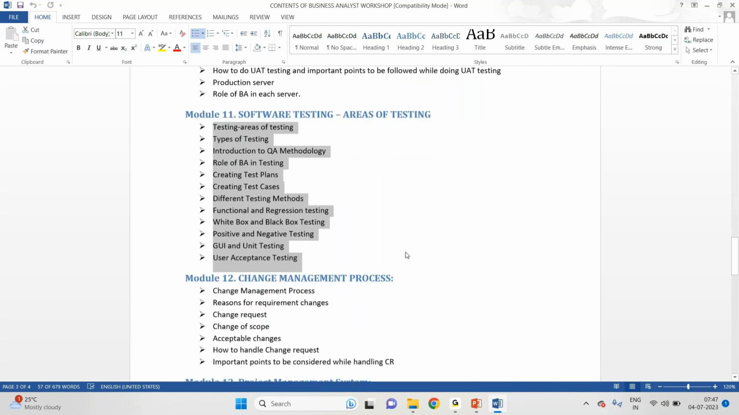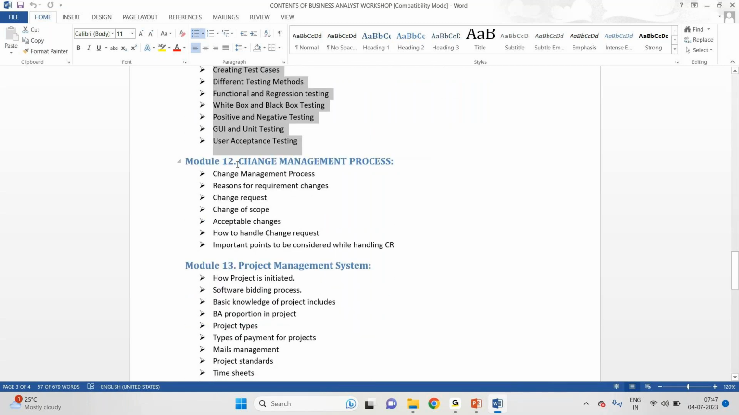Okay. Then change management process. Module number 12 is change management process. Here I'm going to explain what is change management process, what are the reasons why requirements get changed, what is a change request, what is a change of scope, what are acceptable changes, and how to handle a change request, and what are the important points to be considered while handling a change request.